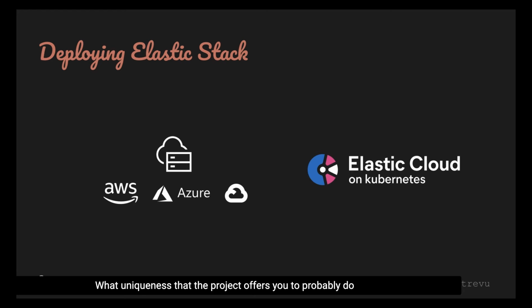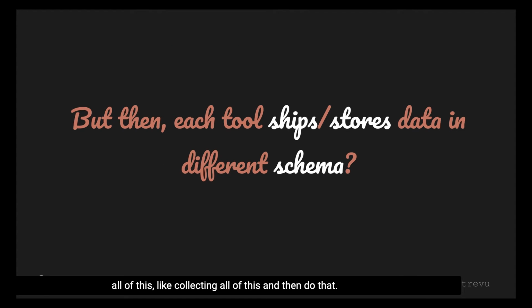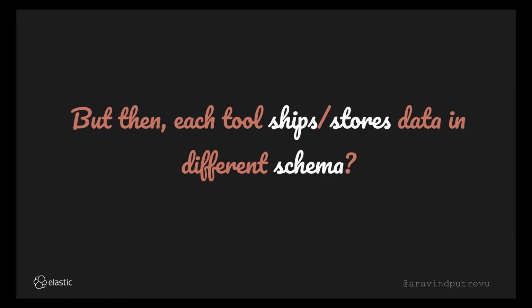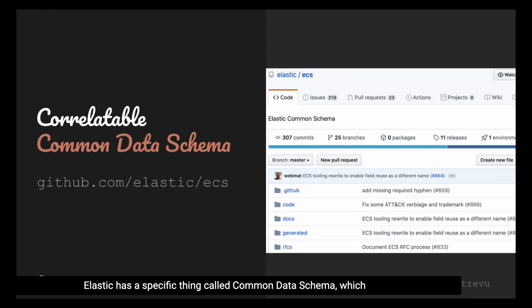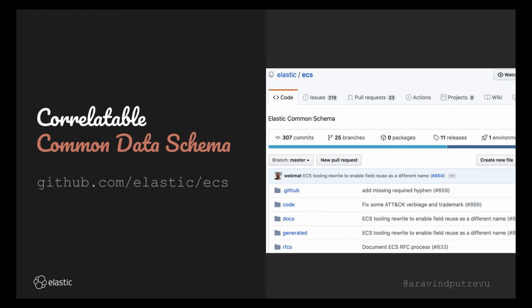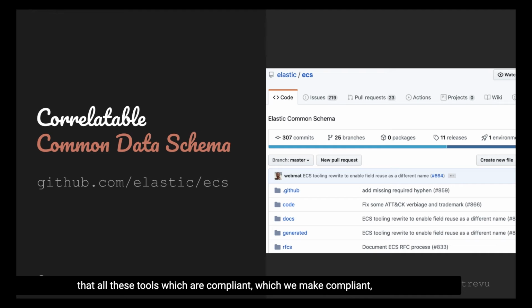What uniqueness does the project offer you to do all of this, collecting all of this and then doing that? Elastic has this specific thing called the Elastic Common Schema, which is also an open source project that you could use. It is a schema that all these tools are compliant with, which we make compliant. In fact, we help you ship the data from that agent, but then we convert it and put it in a proper format using our logging libraries, which I'm going to demo now.